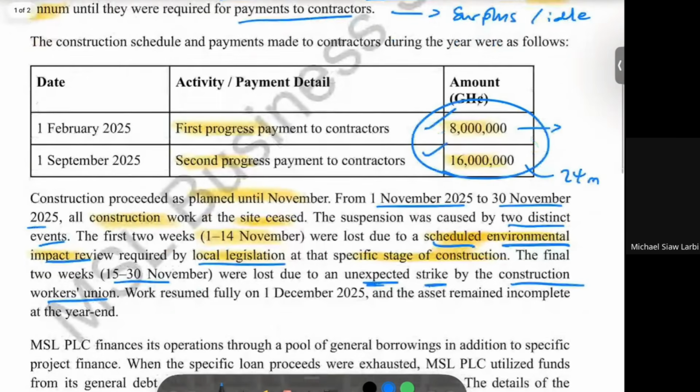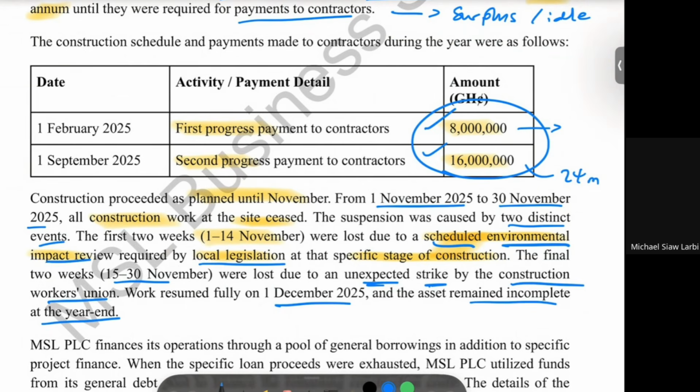Work resumed fully on 1st December 25, and the asset remained incomplete at year end. Incomplete at year end means that you still have an asset under construction by year end. So you cannot say you are stopping capitalization. But at year end, which is what we are being asked to do, we'll do a cutoff and find what must be done in the books as at that point. But remember, you continue from 1st January 26 because construction was still ongoing at year end.